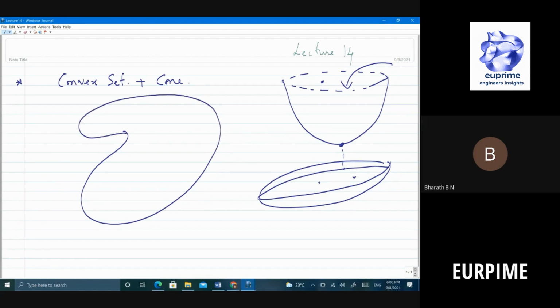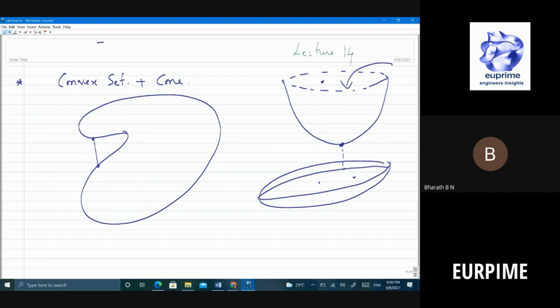No. Why? You take any 2 points here, join a line, most of the points don't belong to the set, right? Therefore, it's not a convex set. So how do you convexify it? Whatever convexification means, I want to turn this into a convex set. So how do you convert this into a convex set? What do you do?